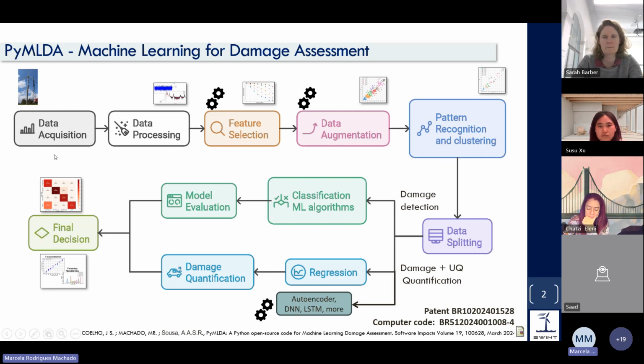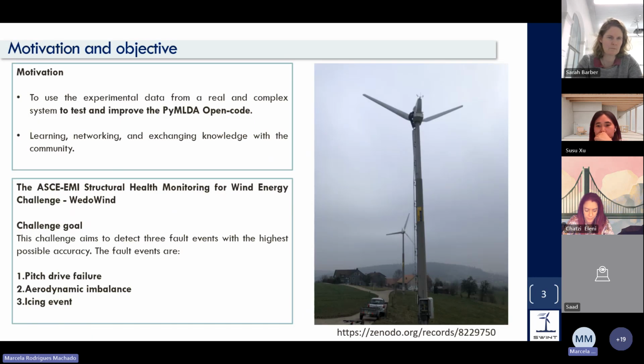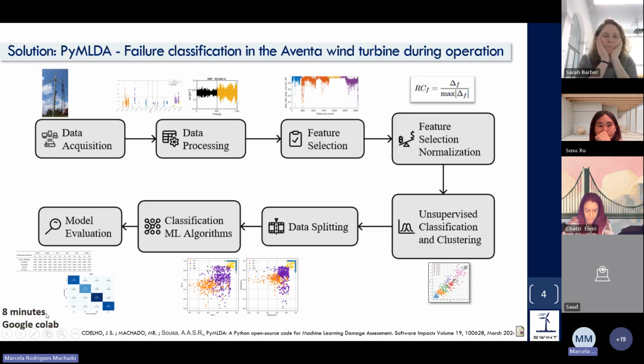The idea is using dynamic response from systems where you could identify damage, quantify the damage, and quantify the uncertainty associated with the damage. So our solution is based on this code under development. The motivation, again, is to test this code and improve it using experiments in real and complex systems. The objective then was to identify the 3 types of failure proposed in this challenge.